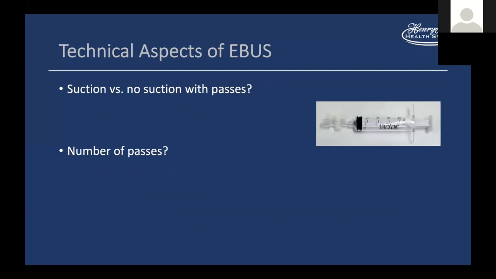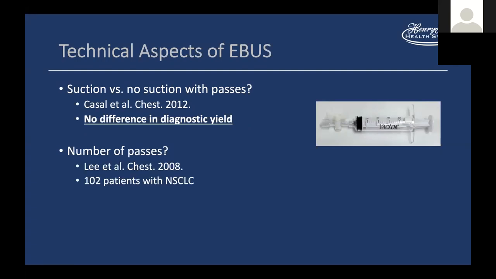When talking about technical aspects of EBUS, is there any difference between the use of suction or no suction with your passes? And then is there any difference in the number of passes? Looking at suction versus no suction, this was published in 2012 as a prospective randomized trial where they used suction on samples 1 and 3 and no suction on samples 2 and 4. That was the only randomized one that I really found, and basically there was no difference in diagnostic yield. So you don't have to use suction.